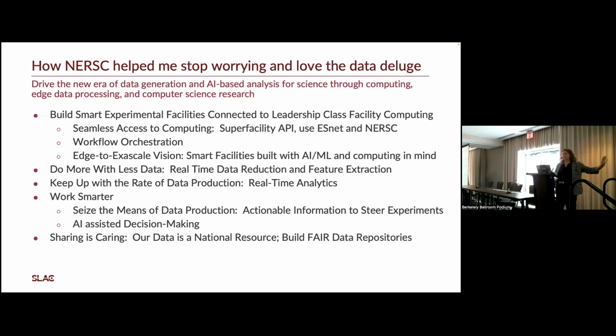And these are just my strategies for dealing with large data. The first is find yourself a good partner that will let you connect to that computing seamlessly, easily. Keep that edge to exascale in mind. Remember that the speed of light is a constant, and do as much locally as you can. Do more with less data, because all data are equal, but some data are more equal than others. It's not all information. Get the information, save the information, toss the rest. Keep up with the rate of data production, scaling helps with that, and work smarter.